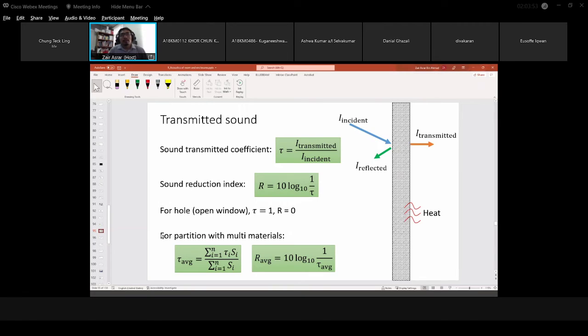Of course, for a practical wall with multiple materials, our sound transmission coefficient will be a combination of these materials as well as their surface areas. So the average sound transmission coefficient will be equal to the sum of the sound transmission coefficient of each material times the surface area of each material, divided by the sum of all the surface areas of the materials within the wall. The average sound reduction index will then be 10 log10 of 1 over the average sound transmission coefficient.